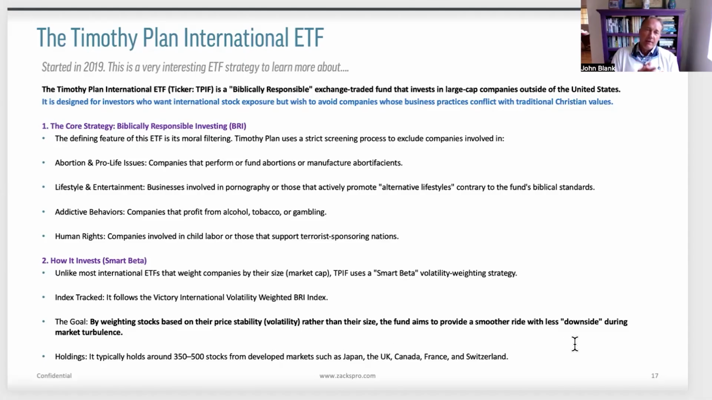So they have performed best, and I really like the amount of thinking that's gone on here. So that should be no surprise. Not only has it got great returns this year and last year, but lower volatility, you should definitely look at the Timothy Plan International, TPIF.